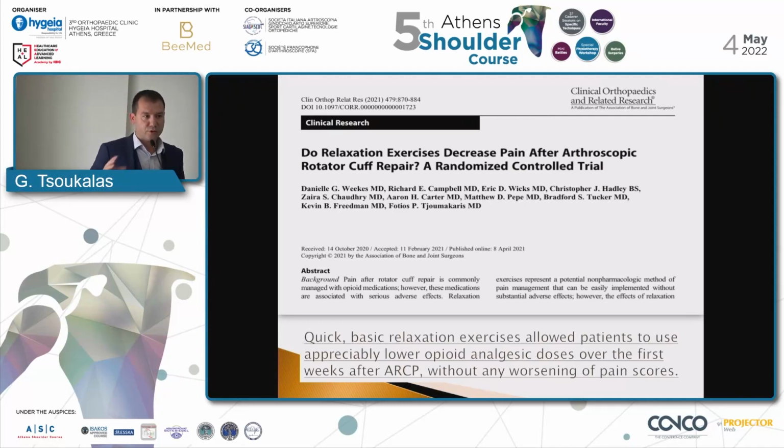And during the first week, especially the first two weeks, we can support him with some short videos. Even I used to give them a short video where I present some exercises, because we know that relaxation exercises decrease pain after arthroscopic rotator cuff repair. And relaxation exercises allow patients to use lower opioid analgesic doses. So there are some small details that are important, especially for the first 2 weeks, because he has to fight with the inflammation and the pain.